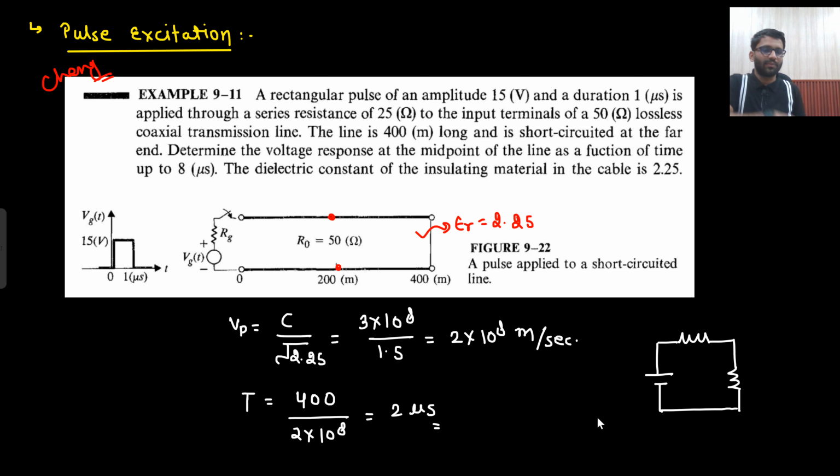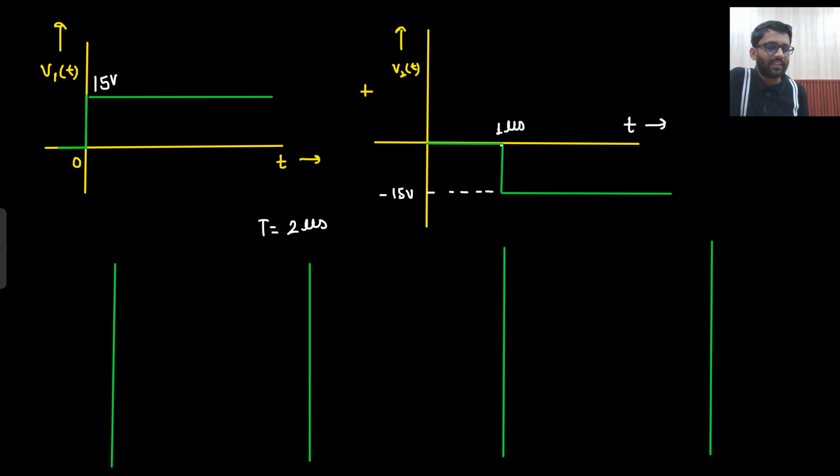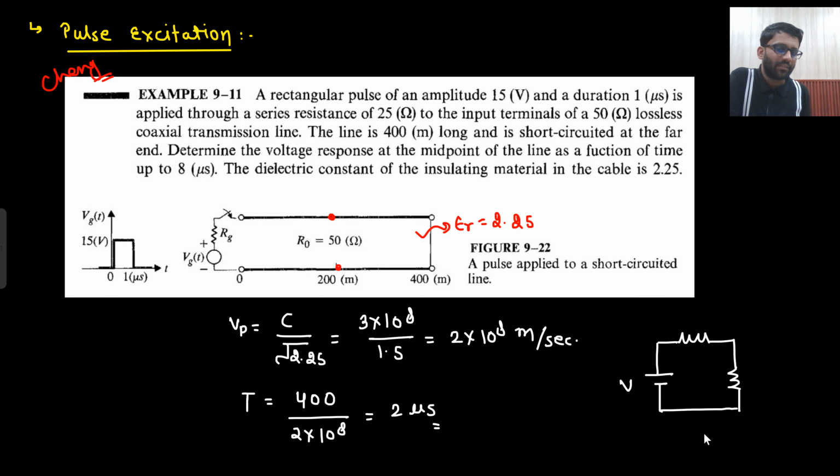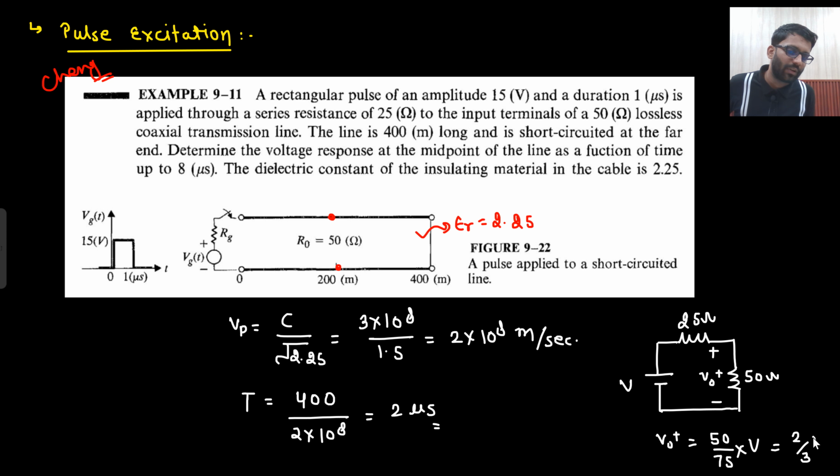And gamma L, gamma G also I need to calculate. So now this voltage is changing. Once it is 15 and another time it is minus 15. So as of now I am writing it as a potential V only. So what is my Rg? Rg must be given, series resistance is 25 ohm. And what is your R naught? R naught is 50 ohm. So here your V naught plus, that would come out to be whatever the voltage is there into 50 by 75, whatever the voltage is applied. So 2 by 3 of whatever the voltage is applied.